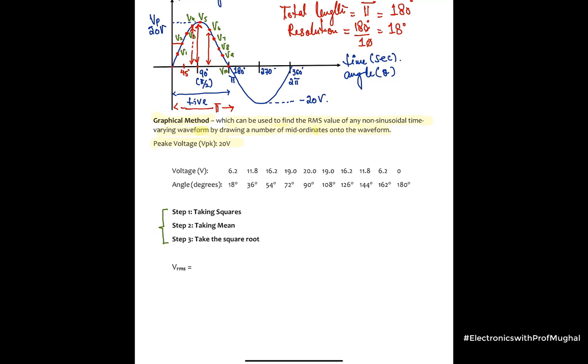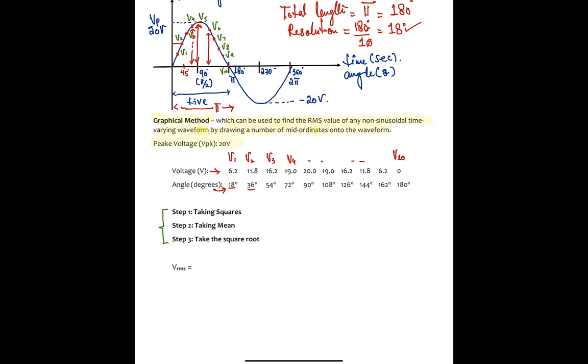Now I went ahead and collected some data from some source, and say V1, which would be at 18 degrees, was 6.2 volts. These are all the voltages and these are all the angles, correct? The next reading will be at 18 degrees plus 18 degrees, which is 36 degrees. The reading is 11.8 volts, V2. Similarly, this is my V3, V4, all the way to V10, which is 180 degrees, where the voltage is touching the x-axis, so this will be 0 volts.